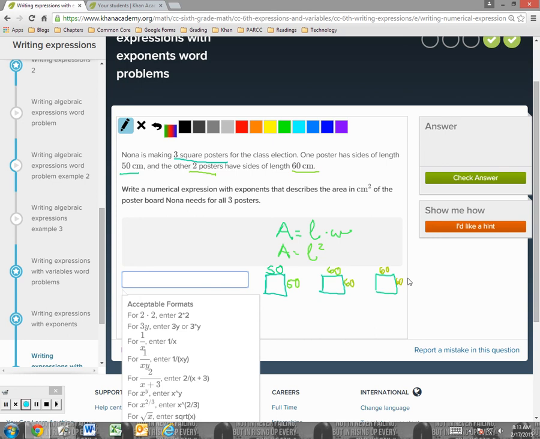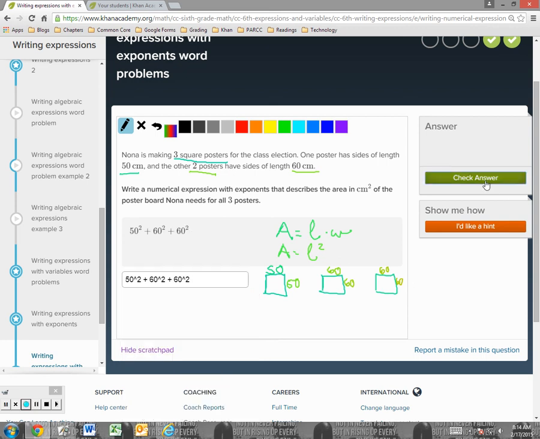Now, how can I go about writing a numerical expression using exponents? Well, the first one would be what? 50 raised to the what power? Squared. And then would I add all these posters together, or multiply them all? It says find a total area. I'm going to add them. So plus, what's the other one? 60 to the what power? Second, plus another what? 60 to the second power. So let's see if we get an answer here.